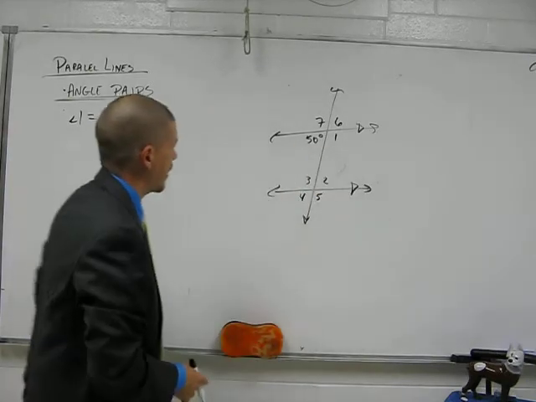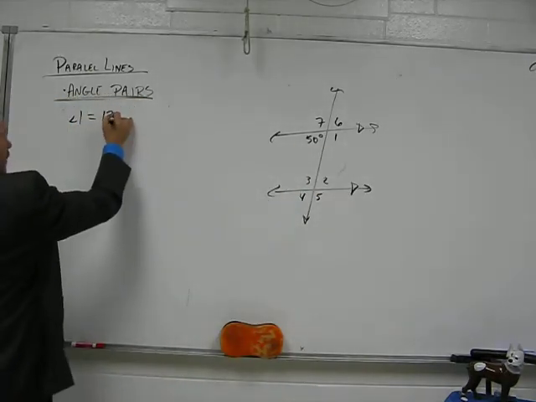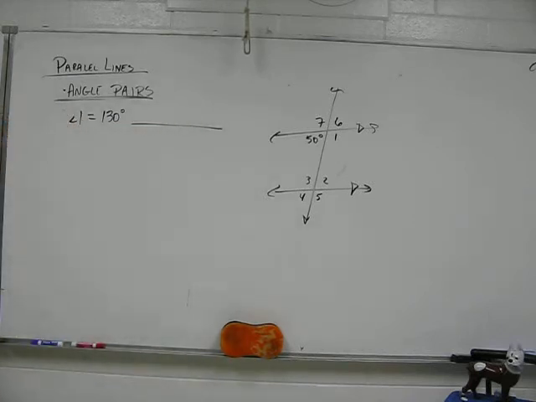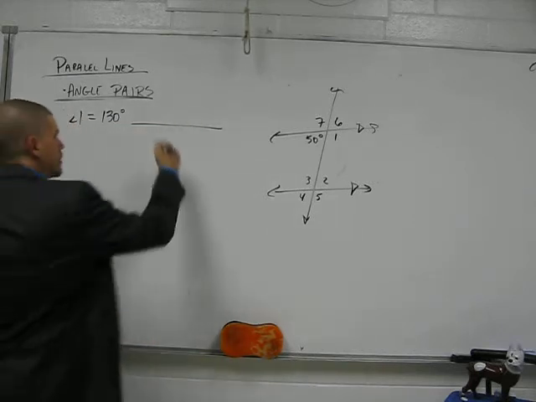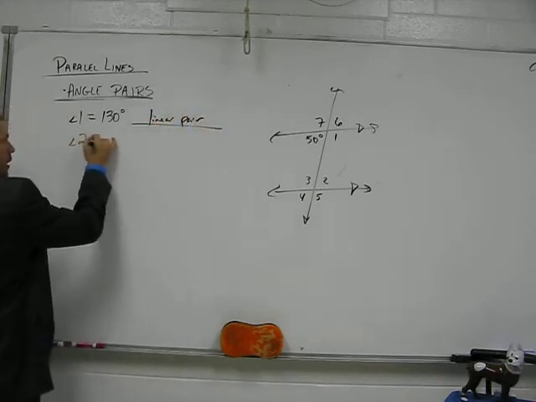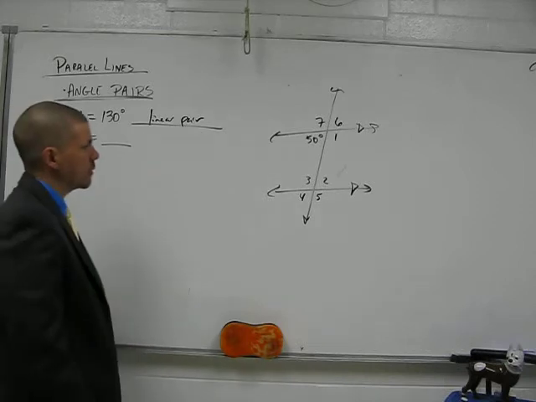So that'd be a linear pair. So that means angle 1 would be 130 degrees. But why? Why does 1 have to be 130? It's because they are a linear pair. So then you come to angle 2. How much is angle 2 going to be?